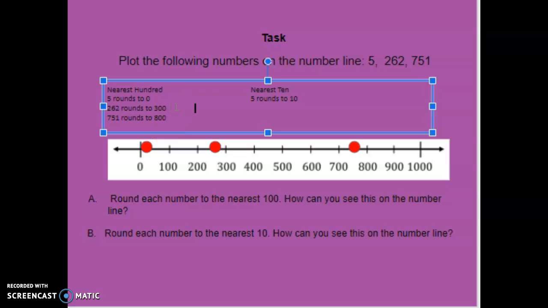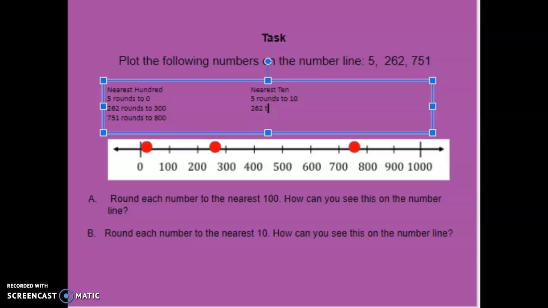We've got to think about the 262 in regards to the 6 that's in the tens place. What two tens is 262 between? We know the 2 stays the same. The place value before it stays the same, but we've got to think about just that 62. Is it greater than 50 or less than 50? It's greater, so we know that it's going to round to the next 10. So what is the next 10 after 260?